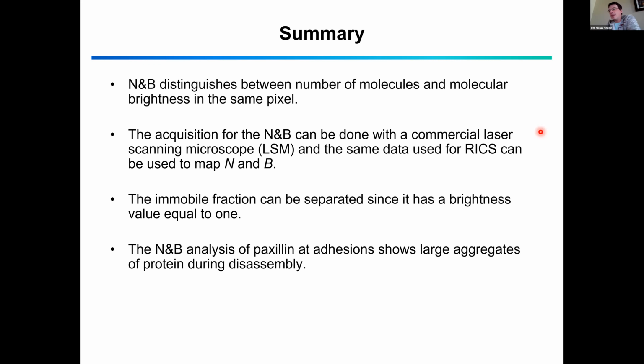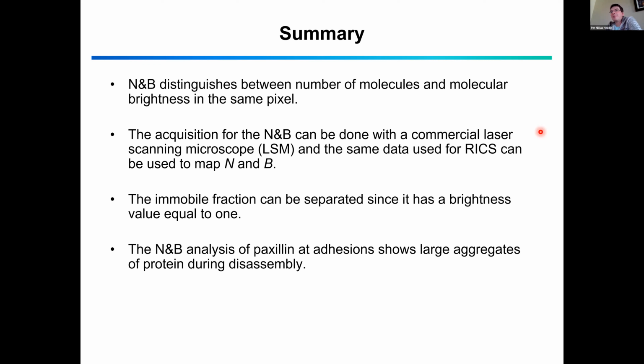One thing notable is that RICS data you can typically analyze with the number and brightness method, but number and brightness data you cannot necessarily analyze with RICS. And the reason is that for number and brightness, it actually doesn't matter what the pixel size is, which it does in RICS. So if you want to get the whole image of the whole cell, for example, within the field of view, you can with number and brightness, sacrificing the resolution, getting a larger pixel size, but then you can no longer analyze it with RICS.